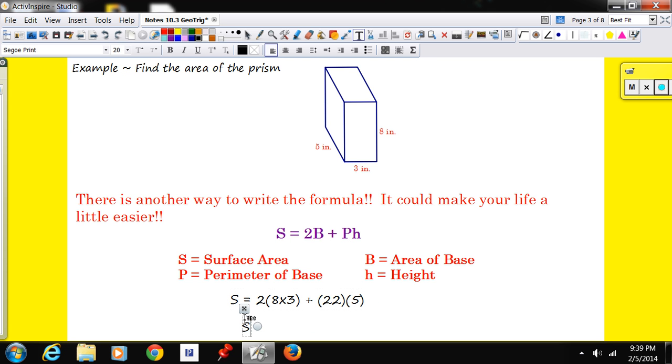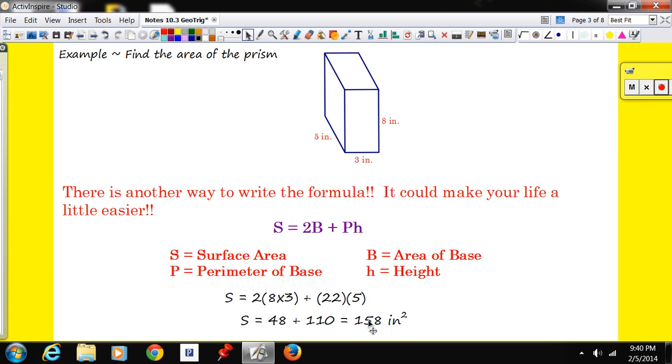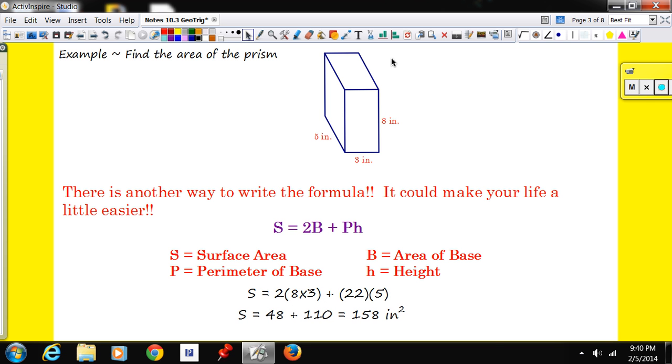So our surface area equals 24 times 2, which is 48, plus 22 times 5, which is 110. So 48 plus 110, you're going to get 158. And that would be square inches. Surface area still has area in it, so we know it's still going to be square inches. So there is your surface area of this prism right there, using this little formula. So we didn't have to go through counting all 6 sides. We can just plug it into this formula and get our answer a little bit quicker.